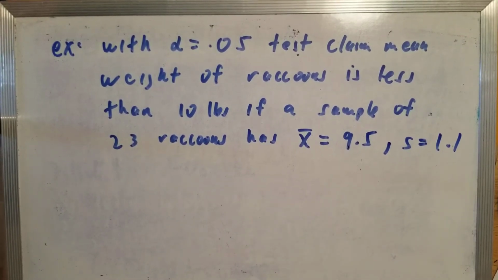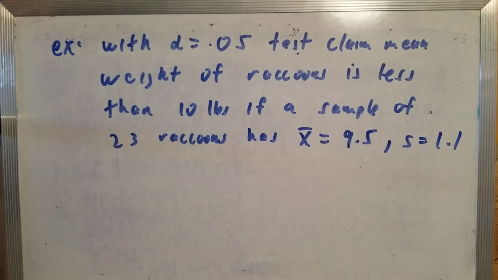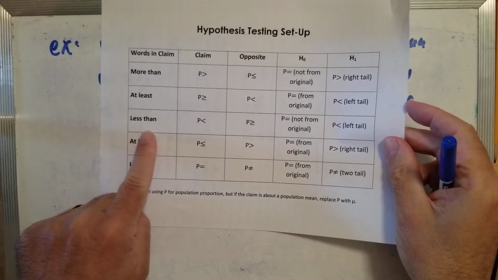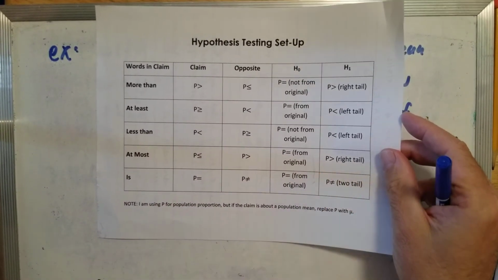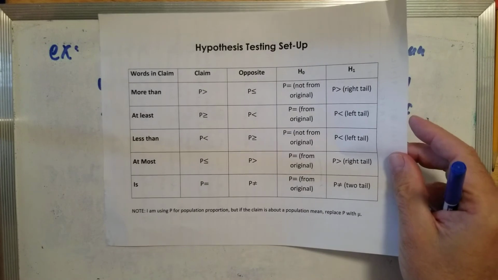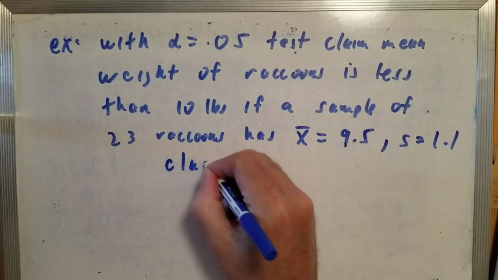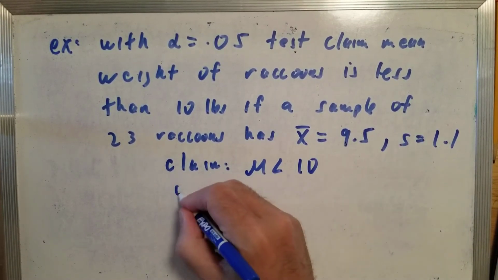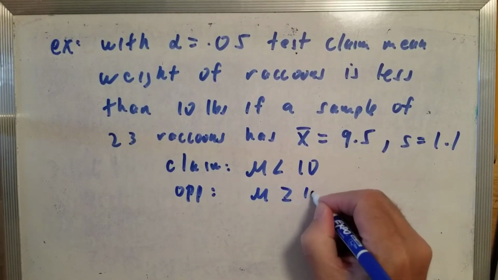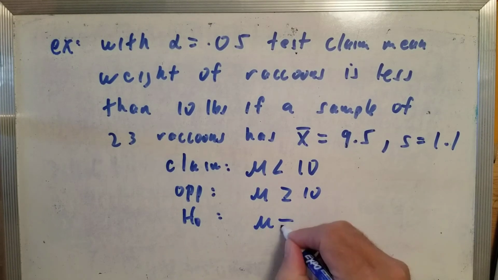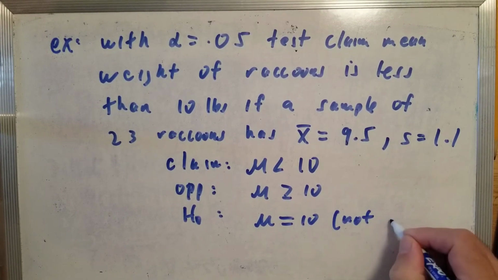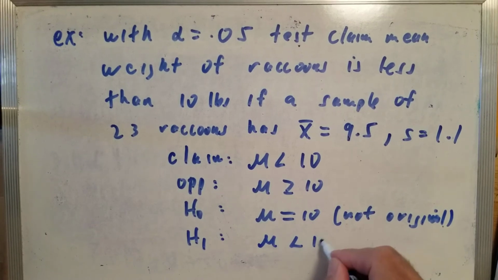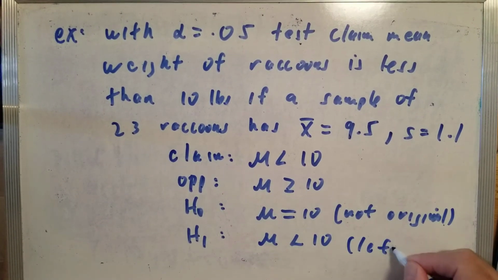All right, I'm going to cut to the chase a little bit more here. In this example, the wording of the question is less than, so I'm going to look at the less than part of the setup chart. The p's are being replaced with mu's because we're talking about a mean. So the claim is that mu is less than 10. The opposite, mu greater than or equal to 10. H null, mu equal to 10, and this is not from the original claim. And the alternate hypothesis, mu less than 10, because it's pointing that way, it's a left tail test.